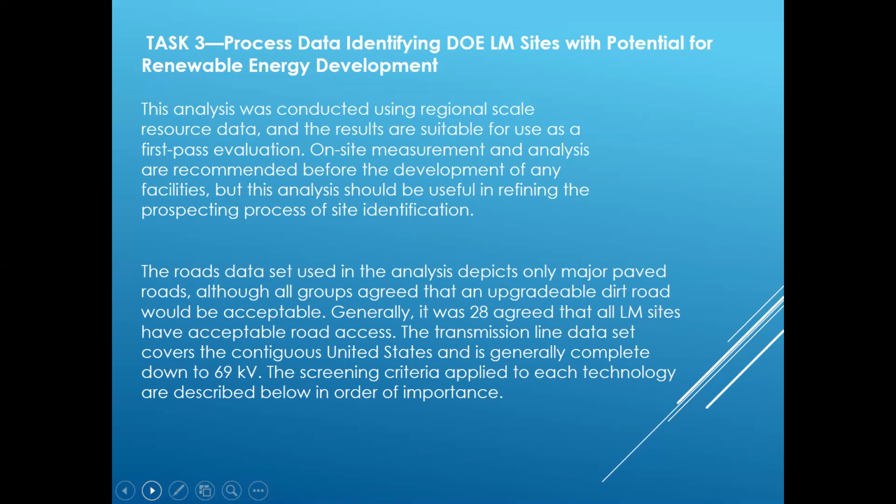And the last one is task 3, process data identifying DOE, Department of Energy, and Legacy Management lands with potential for renewable energy development. Here we must be able to process the data. We are gathering the data, analyzing it, and also processing it. If you complete these 3 steps, you will come to know how much area, how much wind is coming, what altitude, and at what angle we kept the solar plates. So we are processing the data.